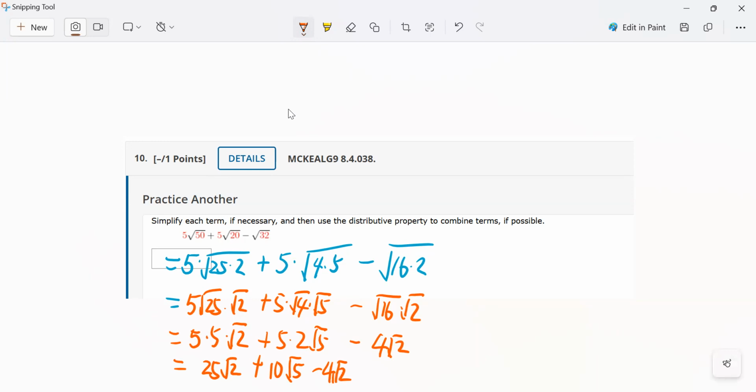And that's only 2 like terms, right? Which is the 25 radical 2 minus 4 radical 2. And then it becomes 21 radical 2, and adding 10 radical 5. And these two we're going to leave as is, right? They are not like terms. So the answer is 21 radical 2 plus 10 radical 5. Any question?